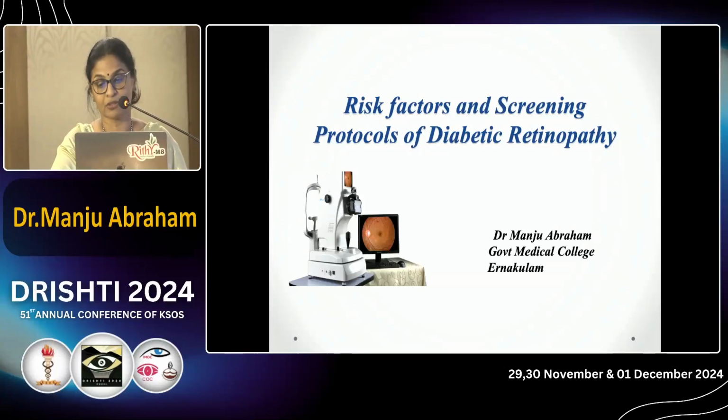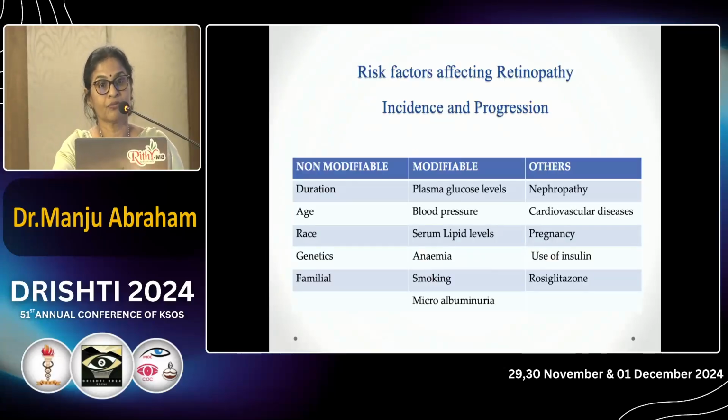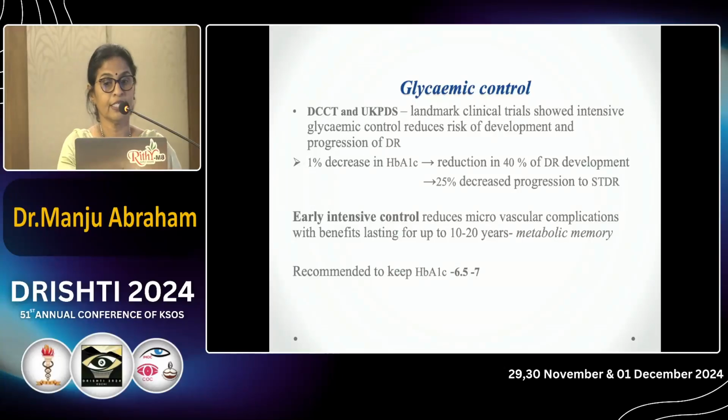Nonetheless, it's very important: the risk factors and screening protocols of diabetic retinopathy. The risk factors may be grouped as modifiable and non-modifiable. The non-modifiable are the duration of the disease, age of patient, and genetics. Modifiable are the blood glucose levels, the blood pressure, serum lipid levels, microalbuminuria, and others like pregnancy, puberty, and anti-diabetic drugs. We know that the retinopathy prevalence has come down now with a better control of our modifiable risk factors. Now let's consider each one of them.